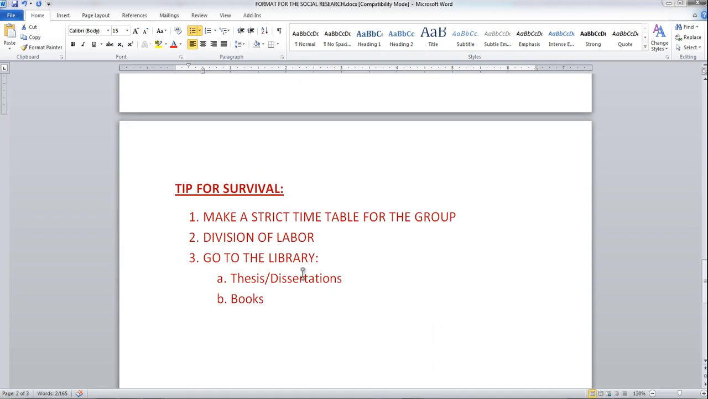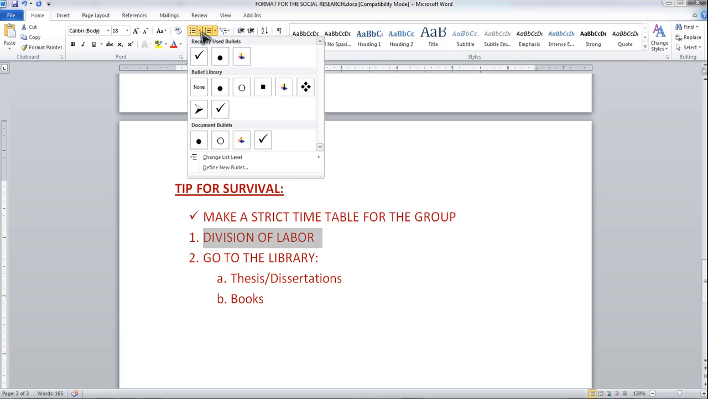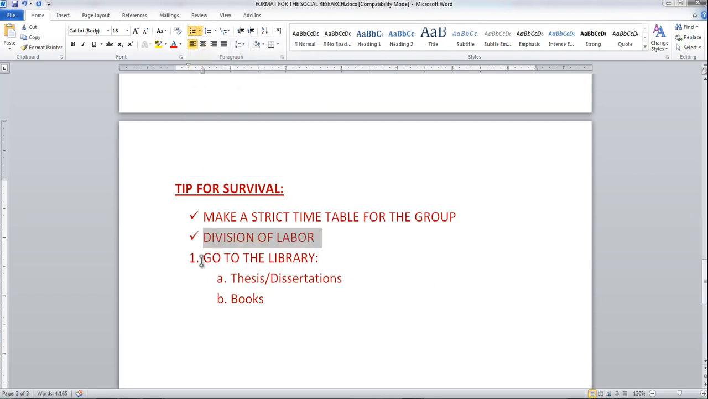Okay, now tips for survival, I have given to you in class. Make a strict timetable for the group. I'm sure you have followed that already. I'm assuming you have a clear division of labor, and let's say that's also okay. And you have done your occasional visits to the library.